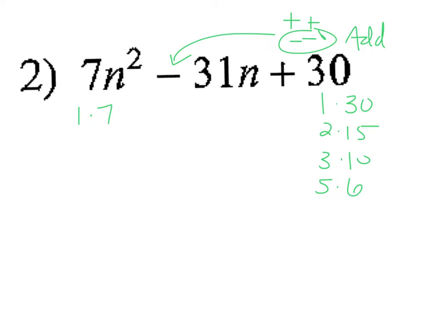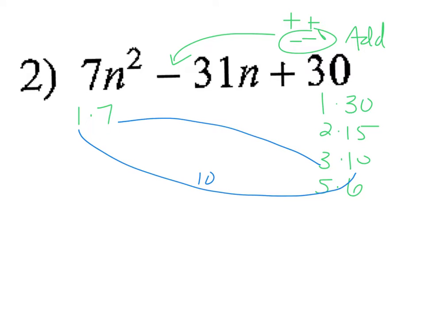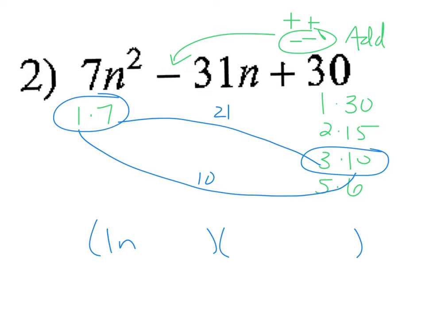All right, so looking at insides and outsides again, I'm going to skip around here and see if I can find something. Okay, let's look here. If I got 1 times 10, that's 10. 7 times 3 is 21. So now when I add those up, that gets me 31. So here's the combo 1, 7, 3, 10 that I'm going to use. So I've got 1n, 7n, I've got 3 and 10. And again, we already know that both of these should be negative.